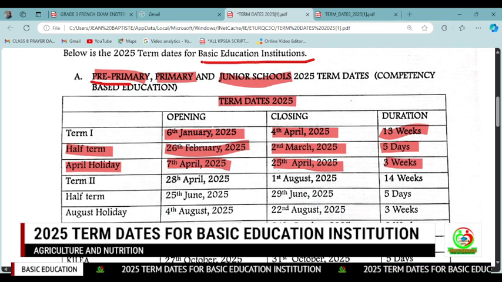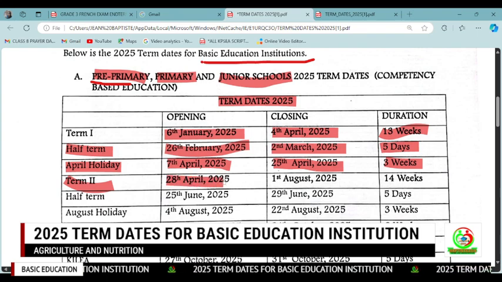Now second term. Second term will begin on 28th April 2025 and end in August 2025. That's 14 weeks. From 13 weeks to 14 weeks.